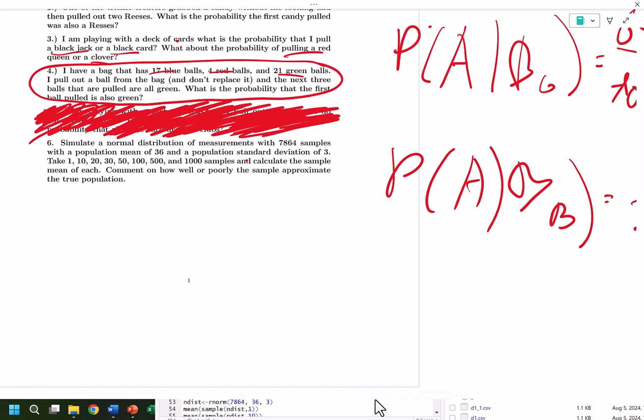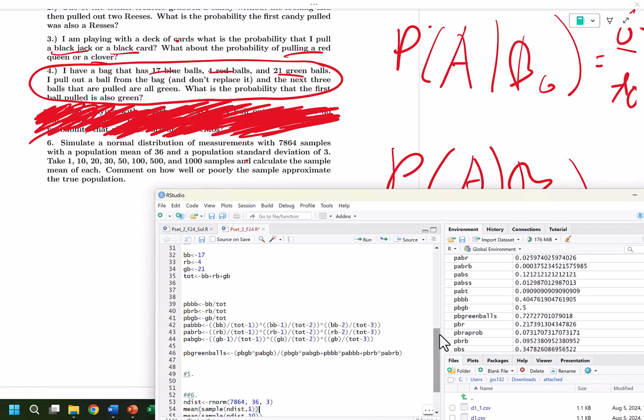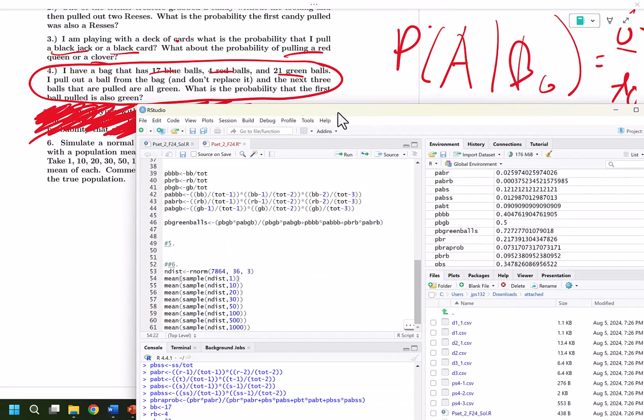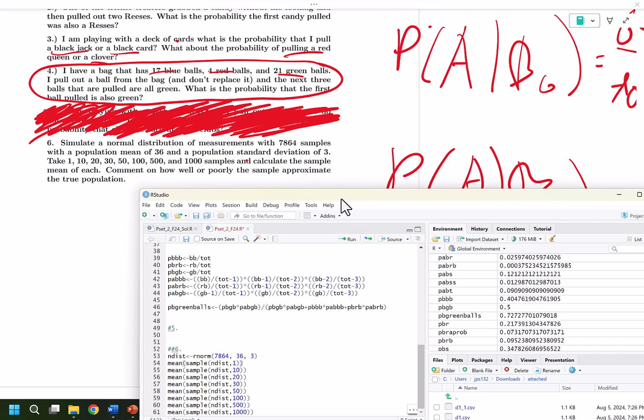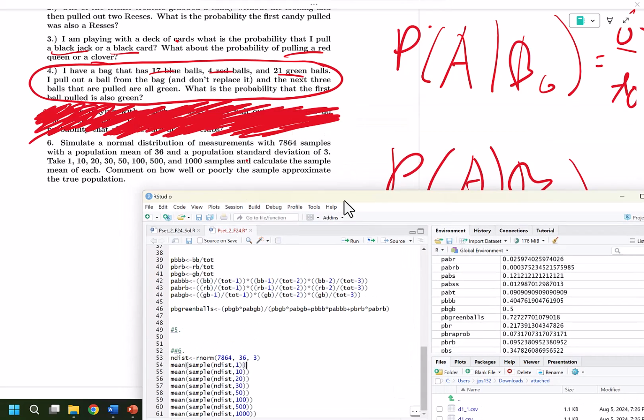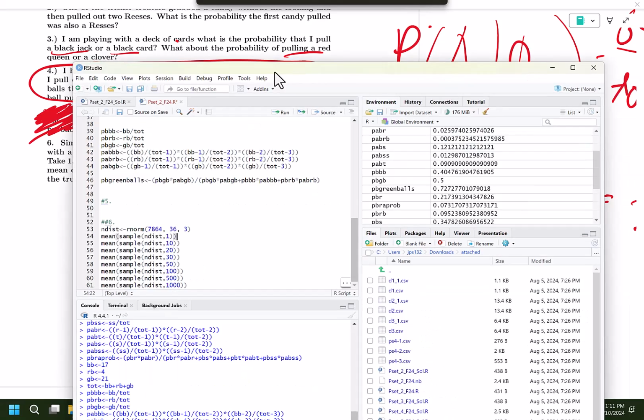So we'll move on to our last problem, which looks at the normal distribution. We can simulate the normal distribution, again looking at the population mean and building that in. This is basically the same thing that we've done in our lecture as well. So let's take a peek at this. We're just going to take samples and see how well it approximates the mean.